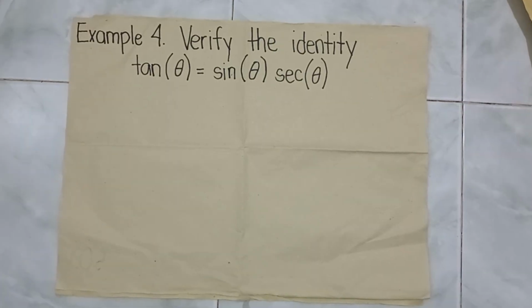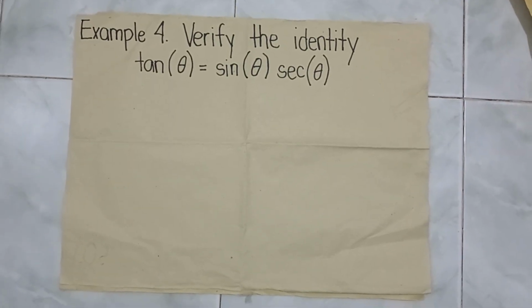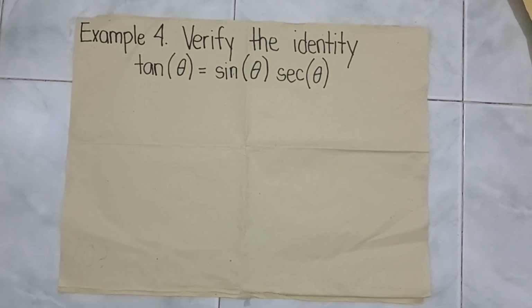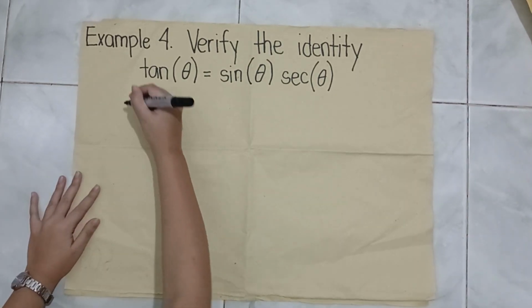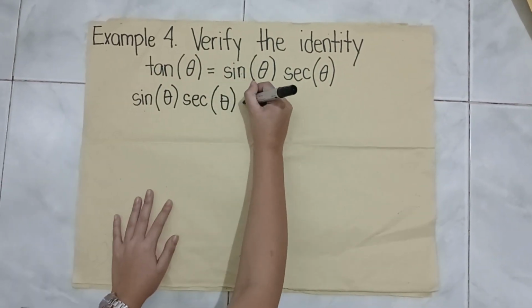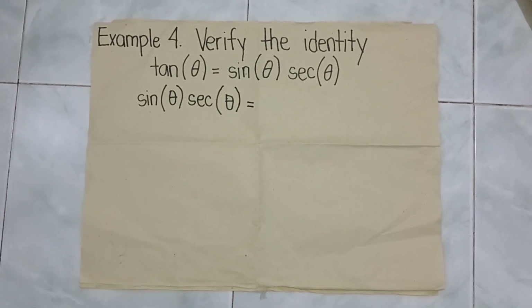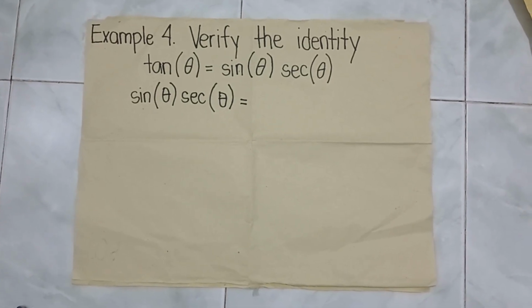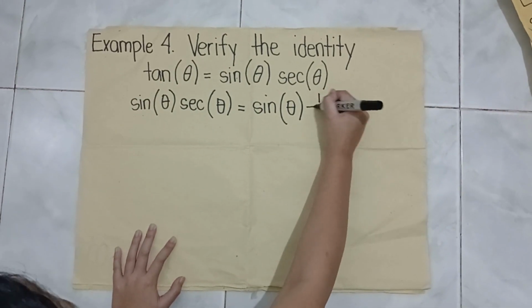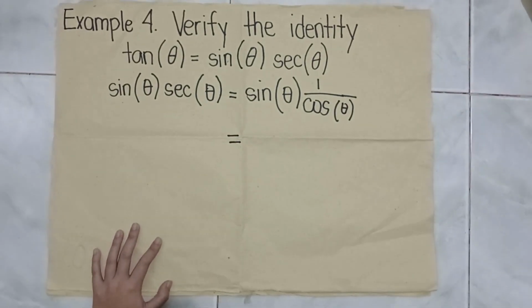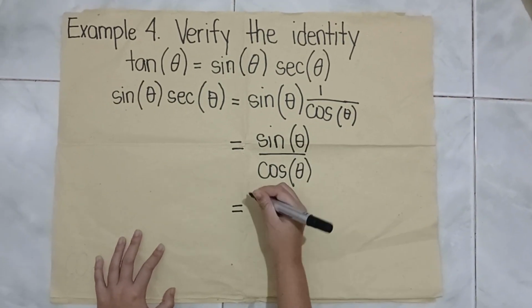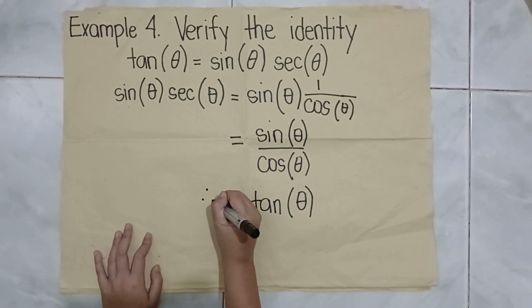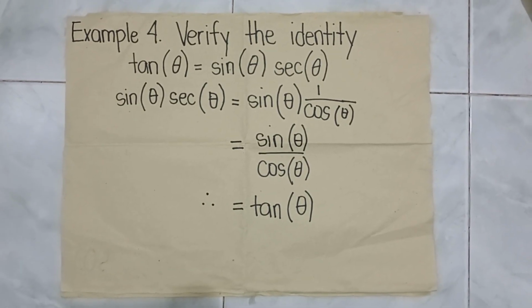Example 4. Verify the identity. Tangent of theta is equal to sine of theta times secant of theta. To verify this identity, we begin with the right side. Now, we use the reciprocal identity of secant. And then, we simplify. Therefore, this identity is verified.